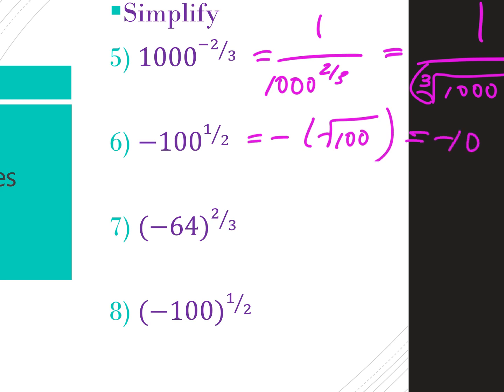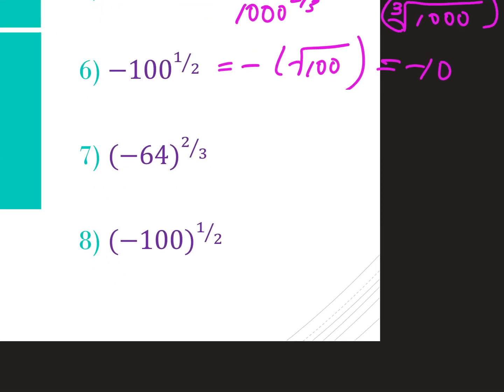All right, let's look at 8 for a second. Why did you put the negative sign outside of the square root? Because the negative sign is not in parentheses with the number. So the way it's written, it's telling you to evaluate the 1/2 first, then multiply it by the negative 1. So if I look at number 8, do you see the difference, guys, in 6 and 8?